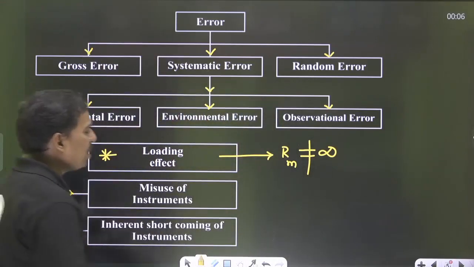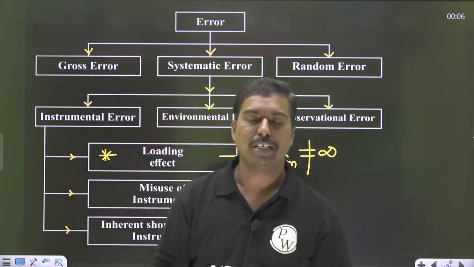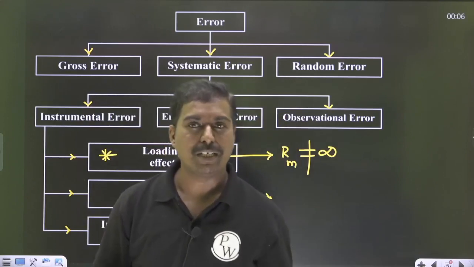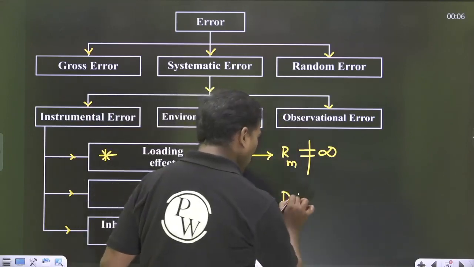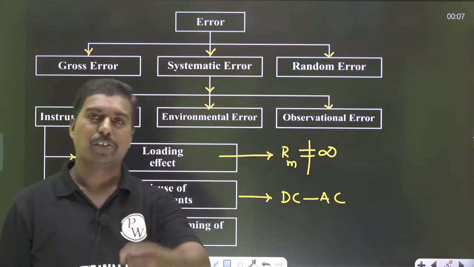Next comes the misuse of instruments. Suppose you are using a DC instrument for AC measurement, or an AC instrument for DC measurement. With this DC to AC confusion, you may get errors.